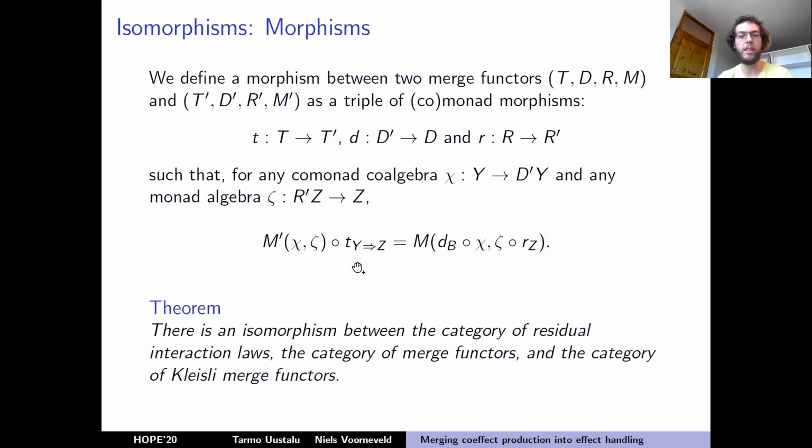So either we do T and then we do M prime on the coalgebras and algebras, or it's the same as composing the coalgebra and algebra first with the comonad and monad algebra, and then applying them. And then this notion of morphism between merge functors actually gives us the fact that there is an isomorphism between the category of residual interaction laws, the category of merge functors, and the category of Kleisli merge functors.